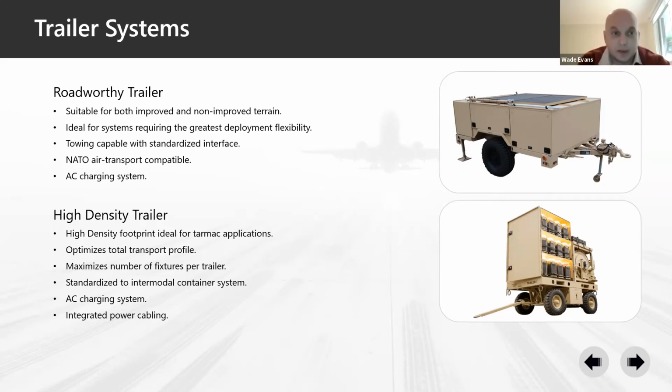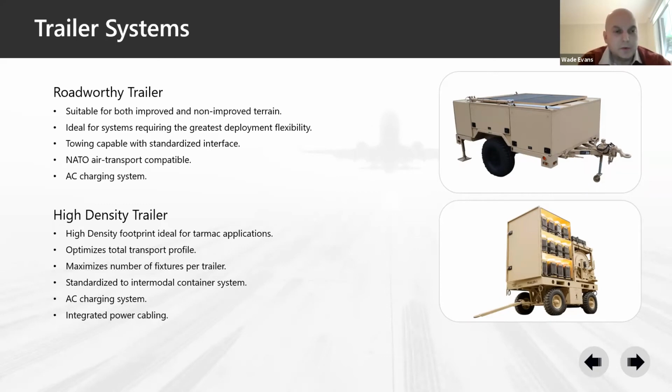It has a standardized towing interface and it's NATO air transport compatible. As with all of our trailer systems, its AC charging system is integrated into the unit and allows for charging of the individual fixtures from an AC source when it's not in use.